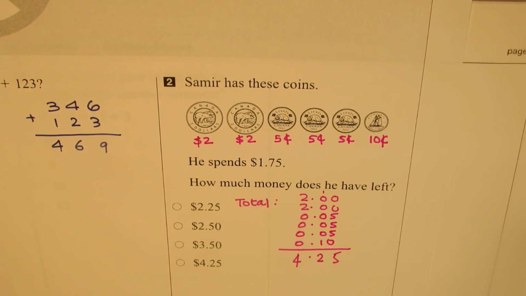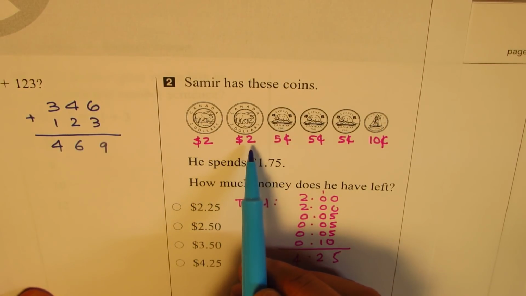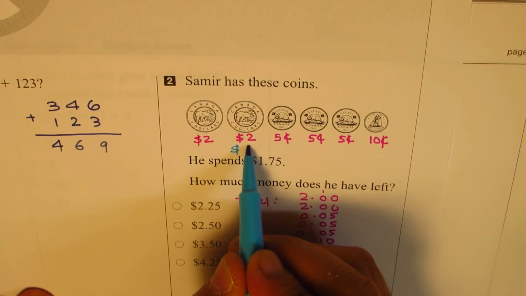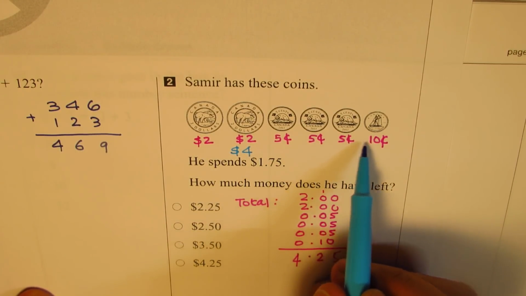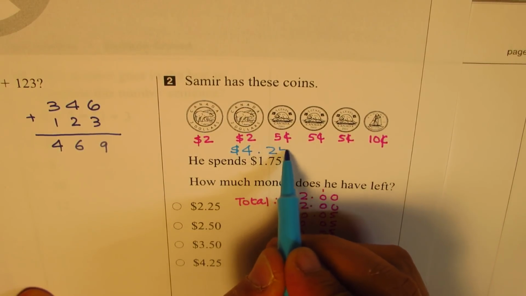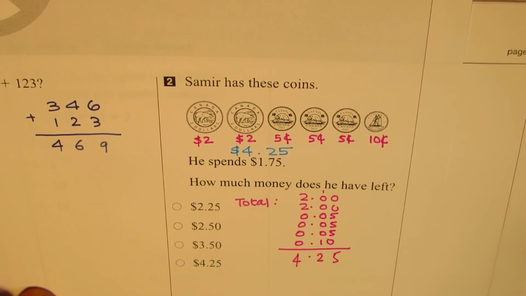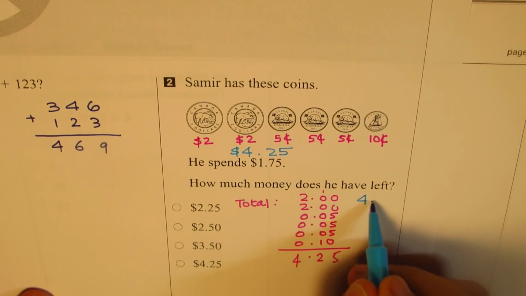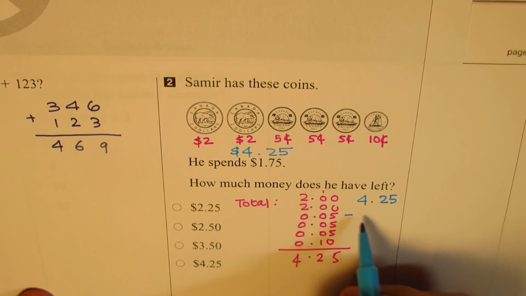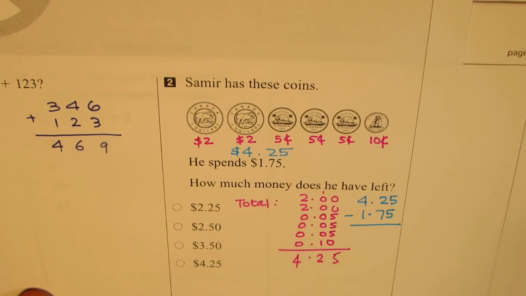The other way of counting is that you can say you have $2 and $2, $4, right? So you have $4. And how many cents? 5, 10, 15, and 10, 25, right? So 25 cents. So you get $4.25. Is that clear to you? Now the question is, he spends $1.75. That means from 4.25, we have to take away 1.75, right? He spends 1.75. So what is left?